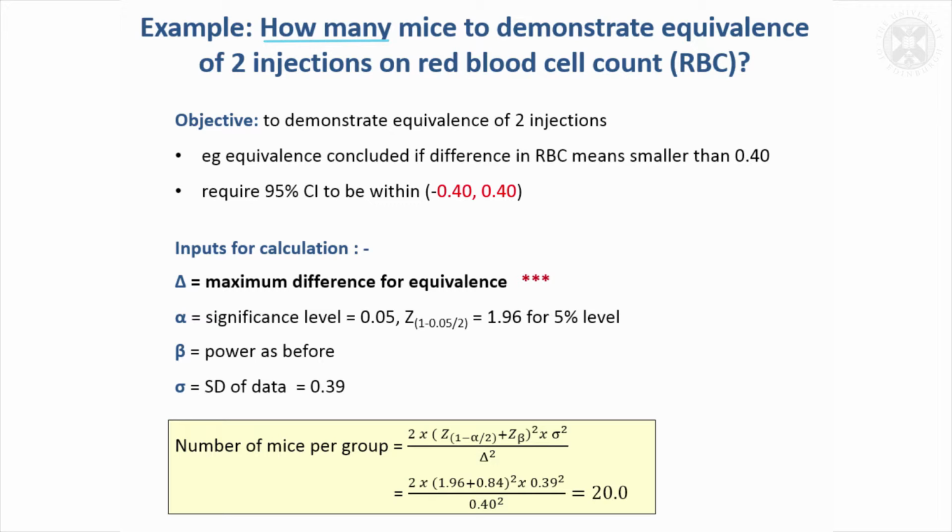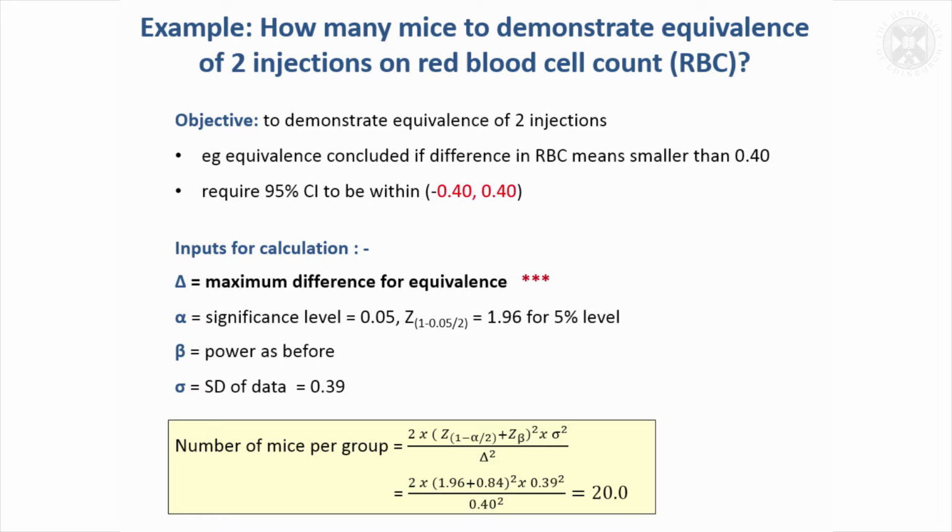And so if we think about an example where we're looking at the equivalence of two injections, the same example actually, the chlorum and the control injection, we'll say, well, we'll conclude that they're equivalent if the red blood cell means differ by less than 0.4. So we require our 95% confidence interval to be between minus 0.4 and plus 0.4. And I've put that in red because it's wrong in the printouts. So it should have said minus 0.4 and plus 0.4.